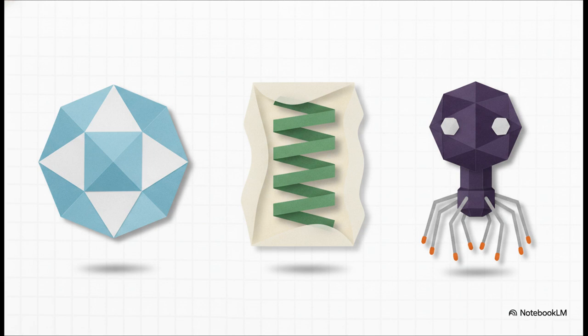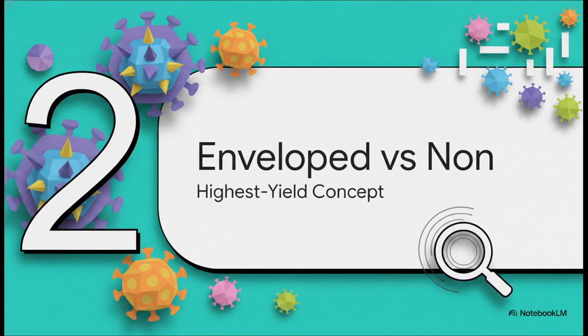And this leads directly to exam trap number 2. Do not assume helical means non-enveloped. In medically important human pathogens like influenza and rabies, helical nucleocapsids are almost always enveloped. Never conflate capsid symmetry with envelope status. They are completely independent variables. Moving to Section 2, enveloped versus non-enveloped. This is the highest yield structural concept in this entire topic.